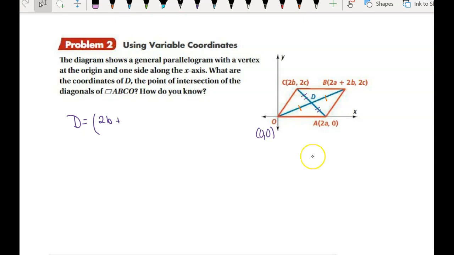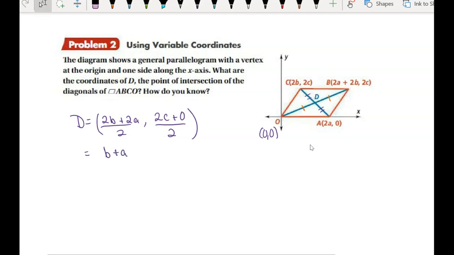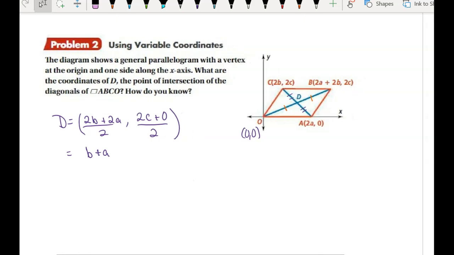2B plus 2A divided by 2, 2C plus 0 divided by 2. So this is equal to B plus A, because the 2's cancel out, and C.